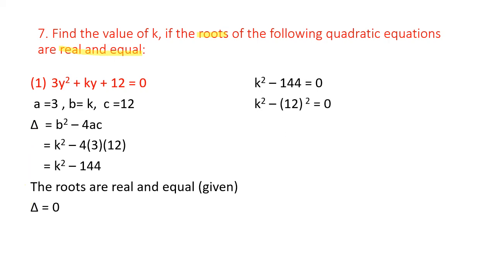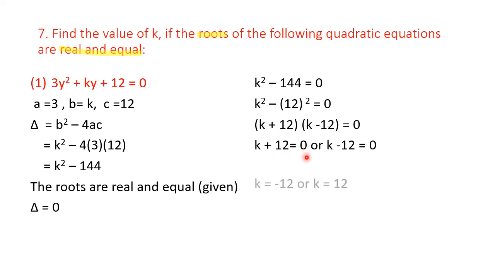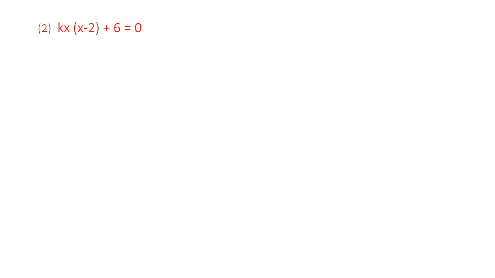144 is a square of 12, children. So we will write this in the form a square minus b square, and we will expand this as a plus b, a minus b. Okay, so k plus 12, k minus 12. Then we separate these brackets. We write down k plus 12 is equal to 0 or k minus 12 is equal to 0. Now when this 12 goes on the other side, it becomes minus 12. And when this minus 12 goes on the other side, it becomes plus 12.